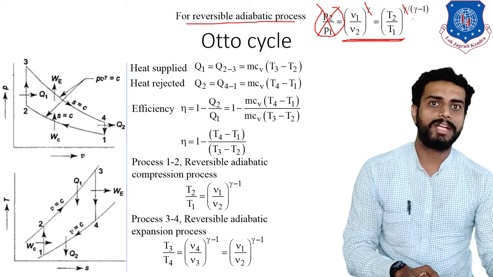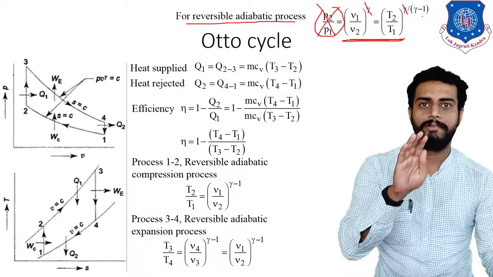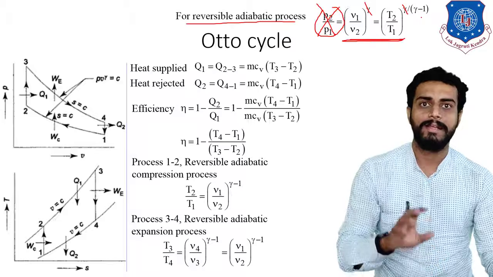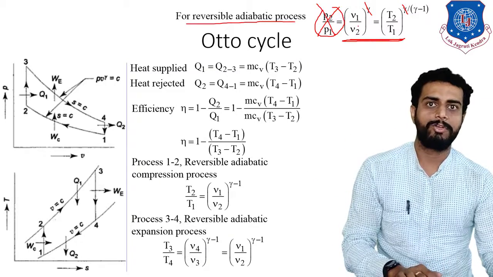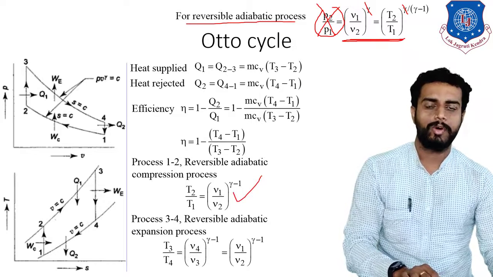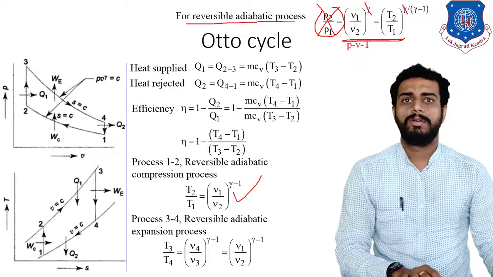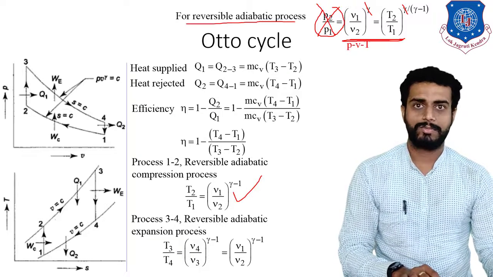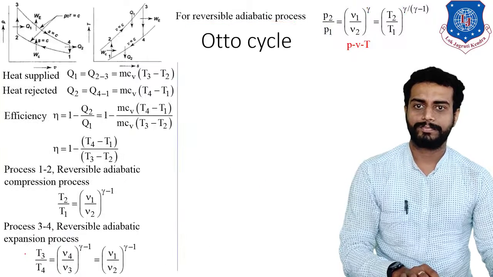And if you make T2 by T1 the subject, then this power, 1 upon gamma minus 1, will go to the opposite side of the equal to sign. That is why the power will become gamma minus 1, so V1 by V2 will have the power gamma minus 1. You can observe that in this equation. Okay, I hope you are clear. Now, this is known as the PVT correlation. Remember students, the PV and T correlation.